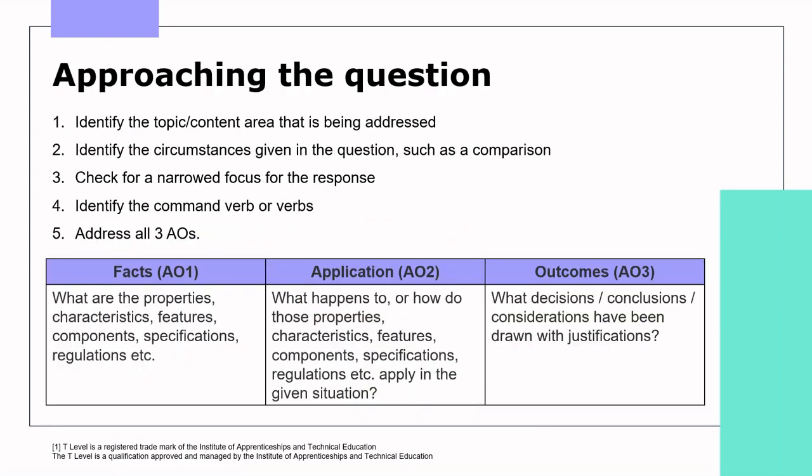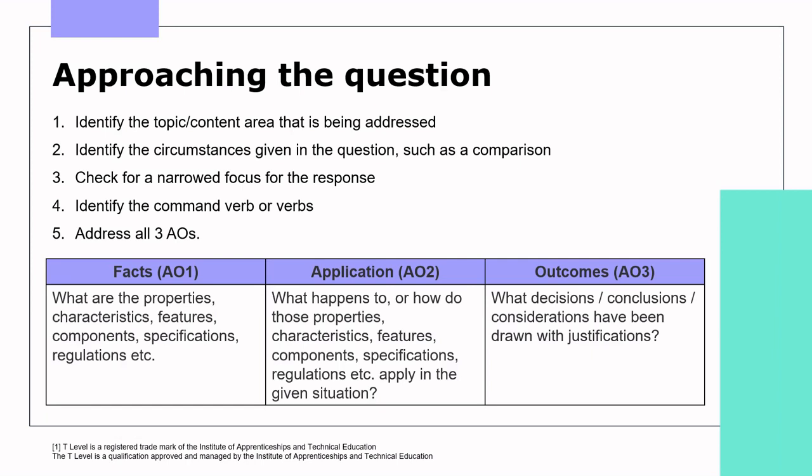Now, you might want to suggest an approach such as the following to help students to address the extended response questions. Step one is to identify the content area or areas that the question is addressing, to make sure that relevant knowledge can be used. Again, circling and highlighting those key elements on the paper is encouraged. Step two, identify the circumstances. If it's a comparison, then what are the circumstances for this comparison? For example, comparing uses, comparing security, comparing data types or storage, etc.